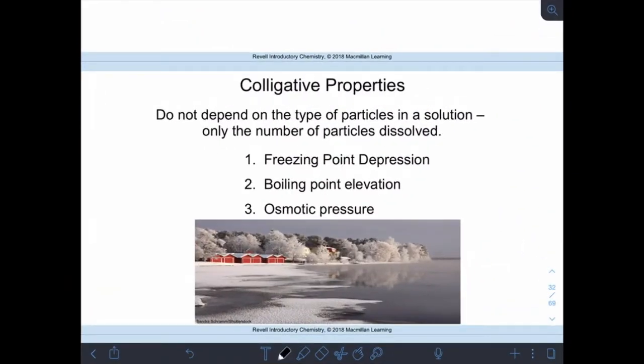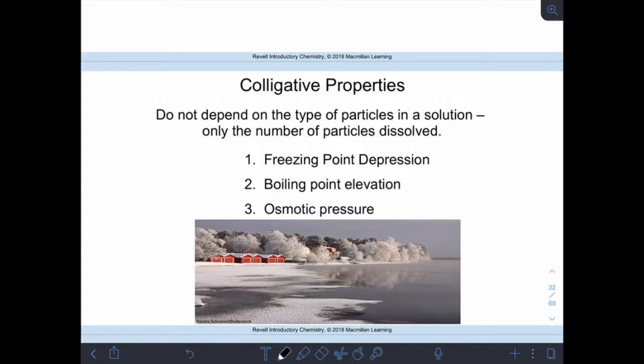Here we go with part 2 of the chapter 11 lecture. So when last we left, we were about to start colligative properties. A colligative property is something that does not depend on the type of particles in solution, but only on the number of particles in solution. Sometimes the identity of the compound matters because it will affect a chemical reaction of some sort. But in this case, colligative properties only depend on how many particles are in the solution.